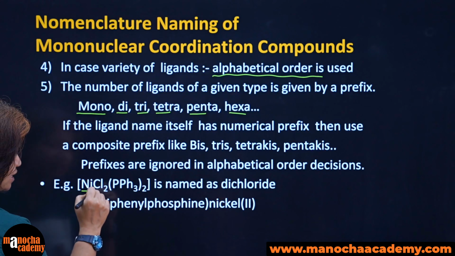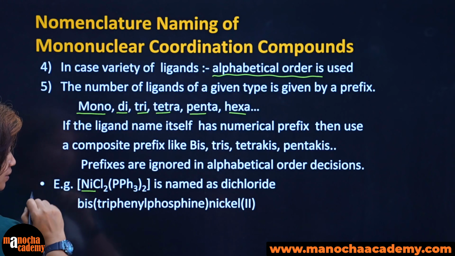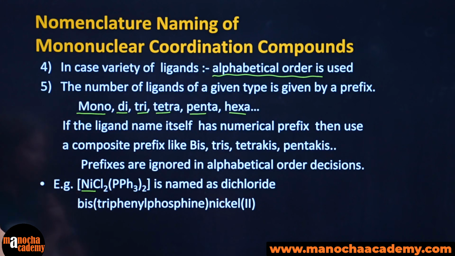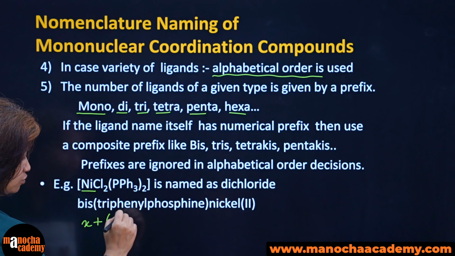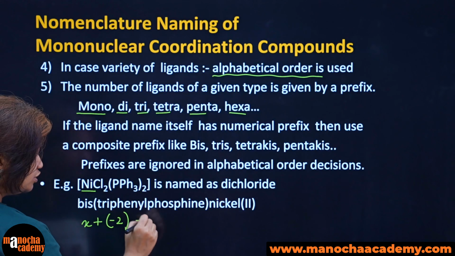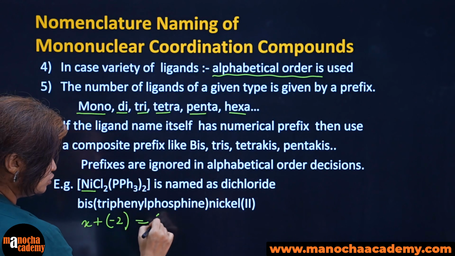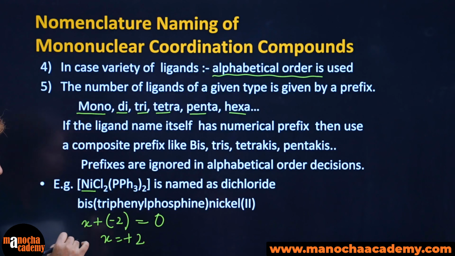The central metal is nickel. First thing is you have to find the oxidation number. We don't know it, so we take it as X. For 2 Cl, it is -2. PPh3 is a neutral ligand. Total charge, nothing is mentioned, means equal to 0. So X becomes equal to +2. So the oxidation number is 2.